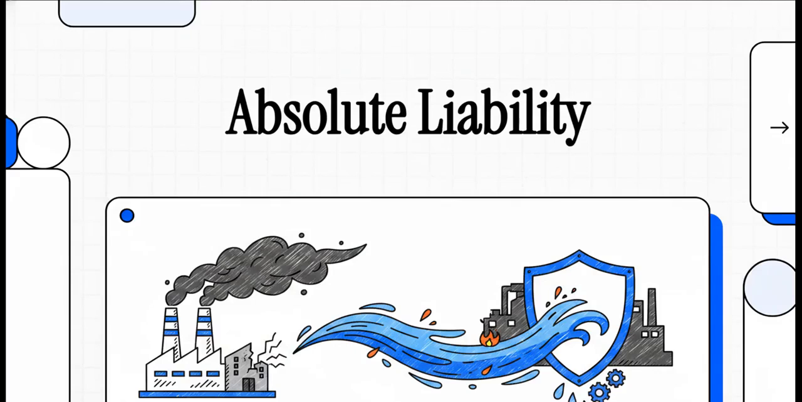Okay, let's dive into this. Welcome to today's Explainer, where we are tackling a seriously powerful legal concept, absolute liability. Today, we're going to unpack exactly how this uncompromising legal doctrine holds massive, hazardous industries completely accountable for their actions.